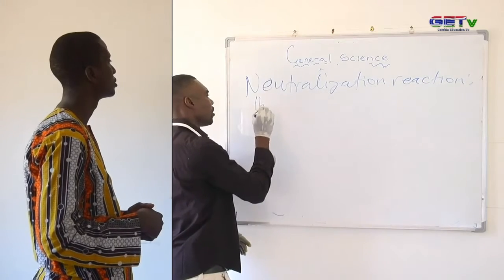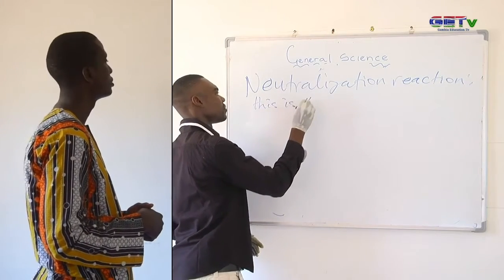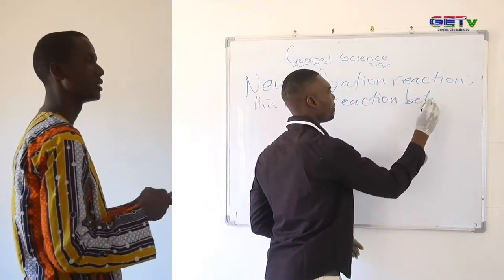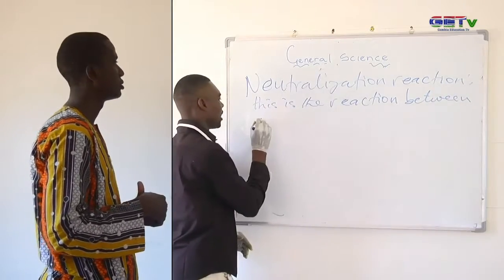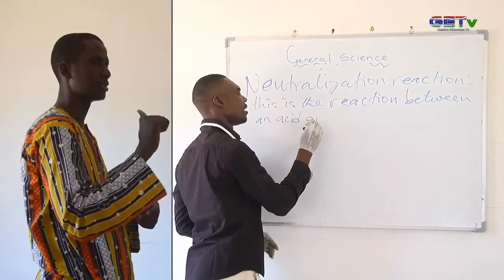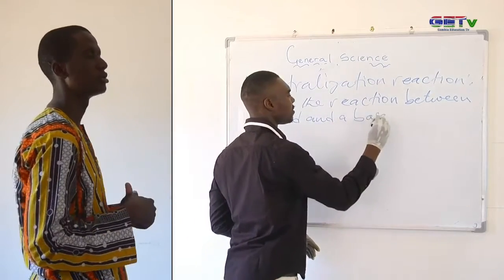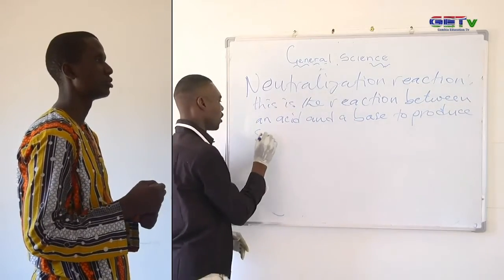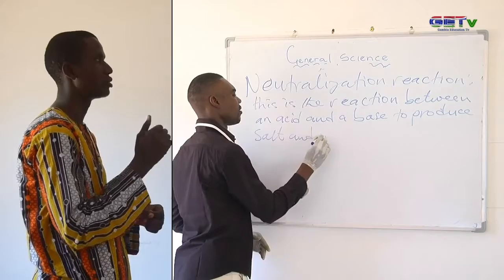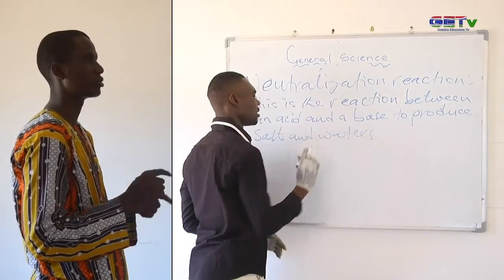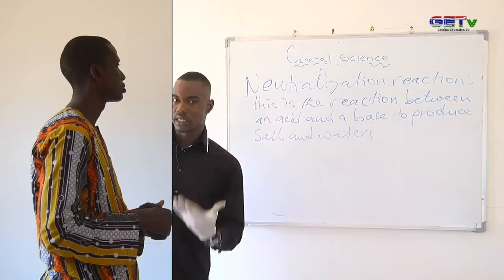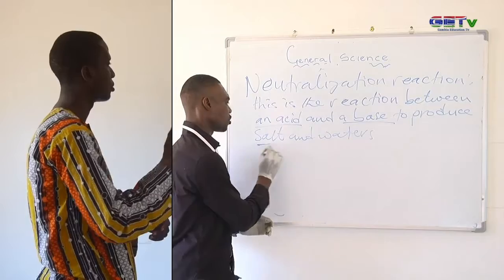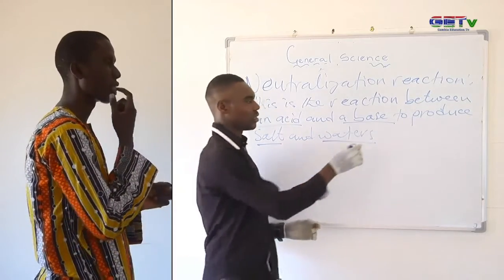We say this is the reaction between an acid and a base to produce salt and water as a product, please. So this reaction is just called neutralization: when an acid reacts with a base to produce what? Salt and water. So never forget this definition from today.